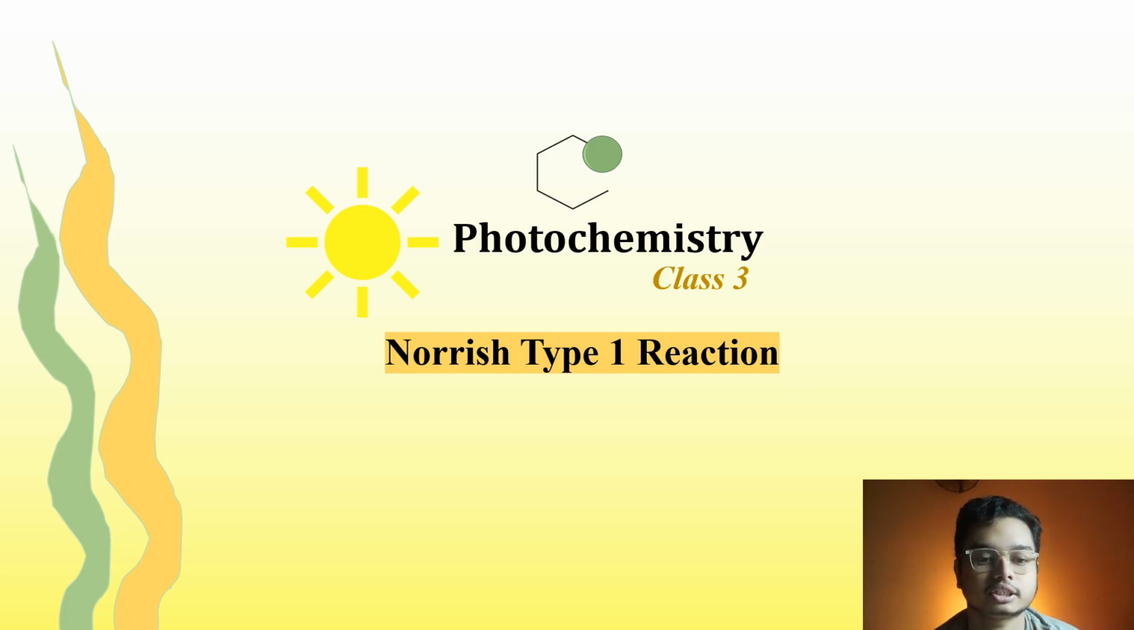In our previous discussion, we talked about the basics of photochemistry, photochemical laws, Jablonski diagrams, photosensitization, and photochemistry of alkenes. So now we are entering into our photochemistry of carbonyl compounds.